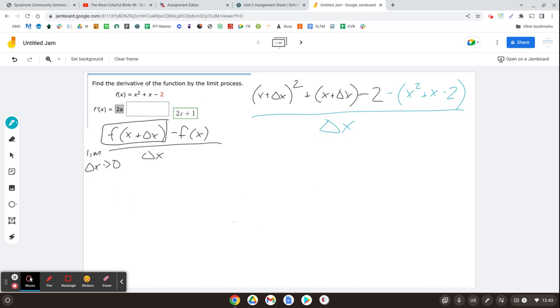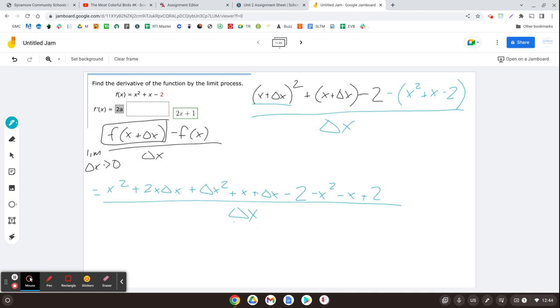So now I got a FOIL. I'd like to grow out of having to write down the FOIL. Do you think you can FOIL that? Yes. Without writing it out? So go give it a shot. Let's see what we get. X squared plus 2x delta x plus delta x squared. And then plus x plus delta x minus 2. We just write it all out. Minus x squared minus x plus 2 all over delta x.